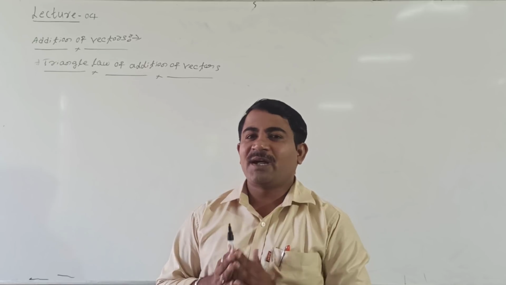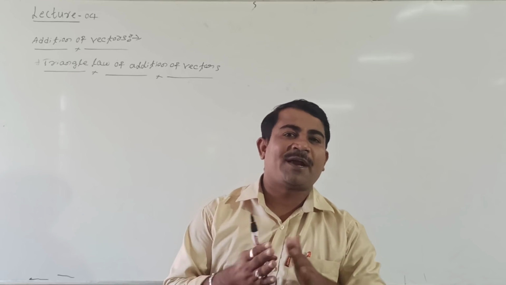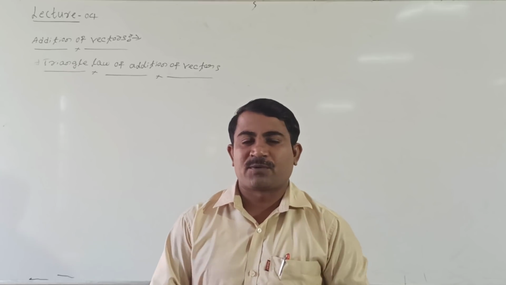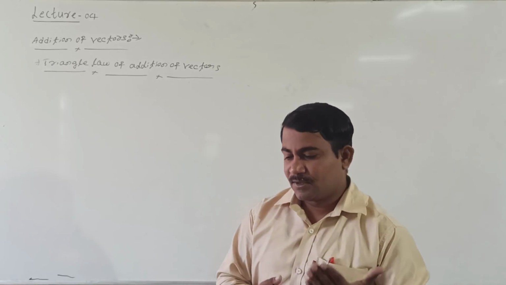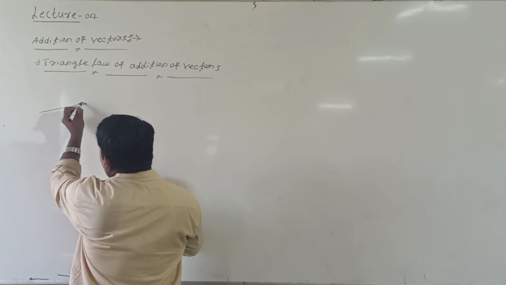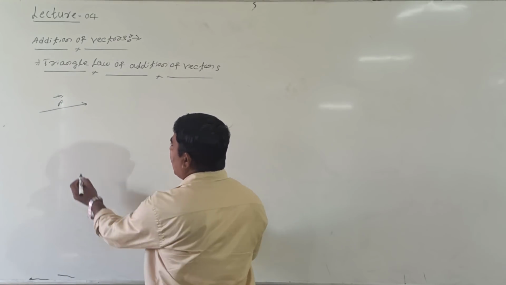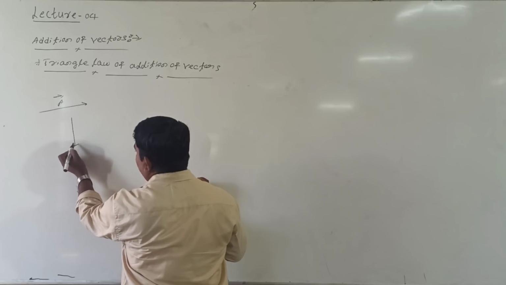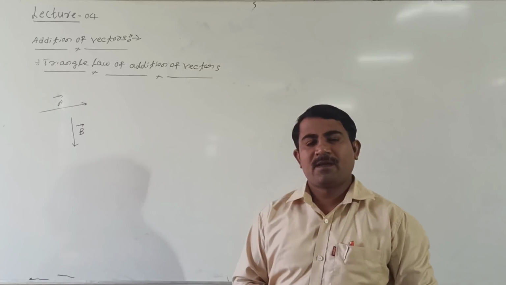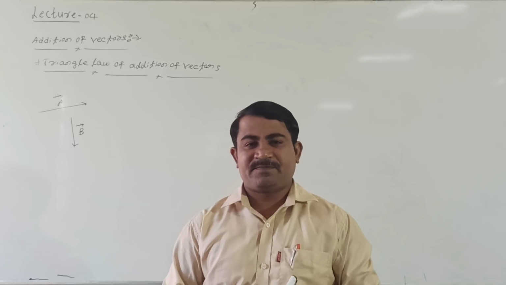Students, to understand the concept of triangle law of addition of vector, we should know about the same order and opposite order of two vectors. Look at me, I will take two vectors here. It is vector A. And I will take one more vector in another direction. This vector is B, right? These vectors are said to be in same order or in reverse order.